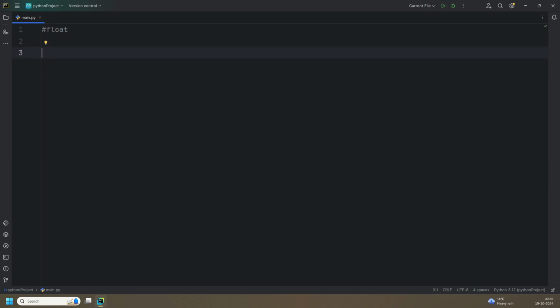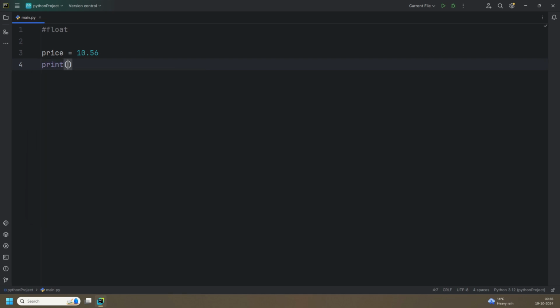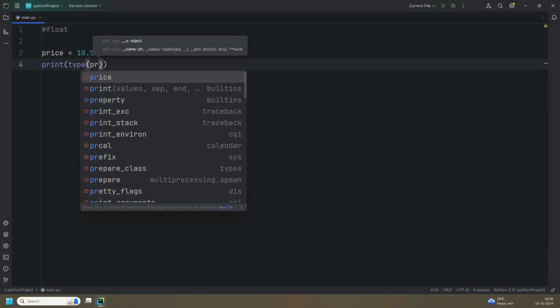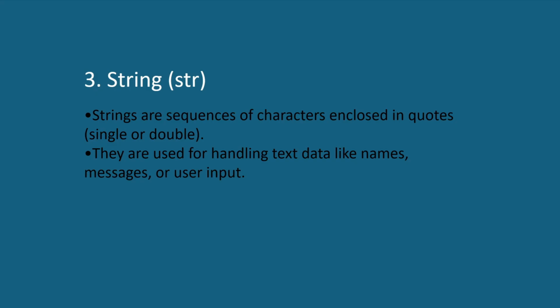The next type is floating point numbers. Floating point numbers are numbers with decimal points or numbers in exponential form. They are used to represent real numbers. In Python, floating point numbers are represented by the float data type. These are the examples, and how to get what type of data it is.